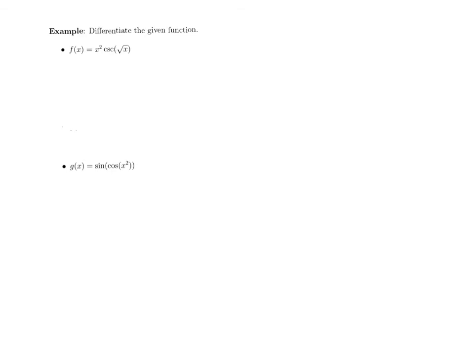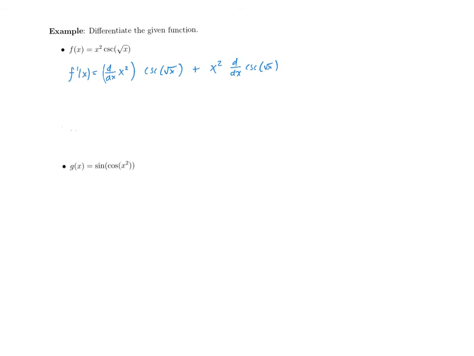The first function we see is x squared times cosecant of square root x. This is something that we need the product rule to differentiate. So I'm going to go ahead and, just for fun, write out the product rule, to make sure there's no confusion whatsoever about what's going on. So we would have the derivative of the first times the second plus the first times the derivative of the second.